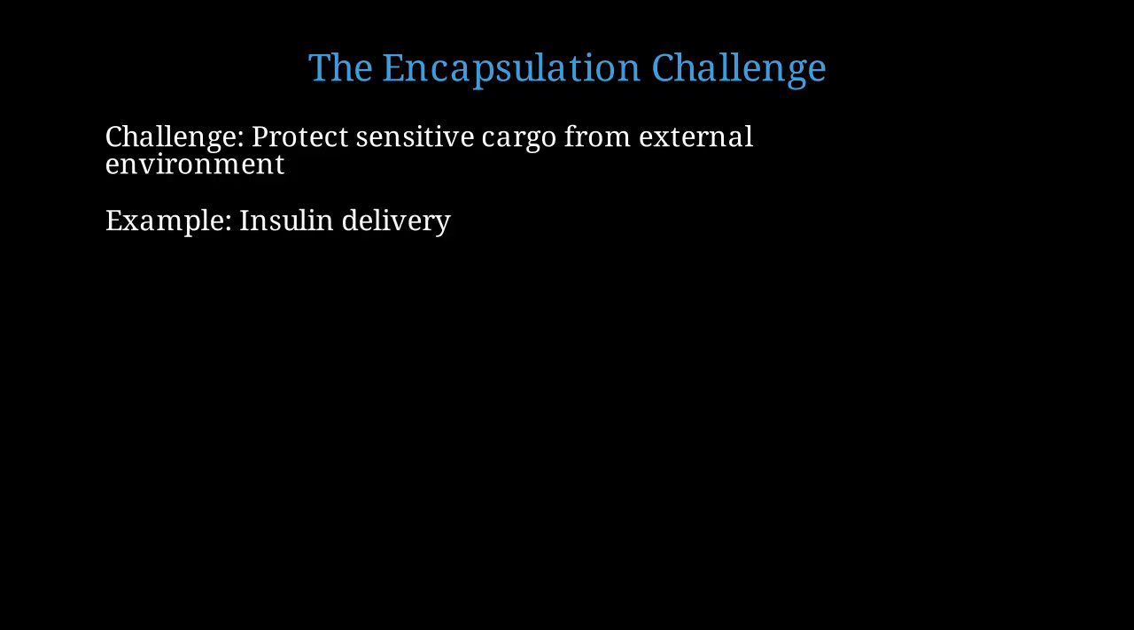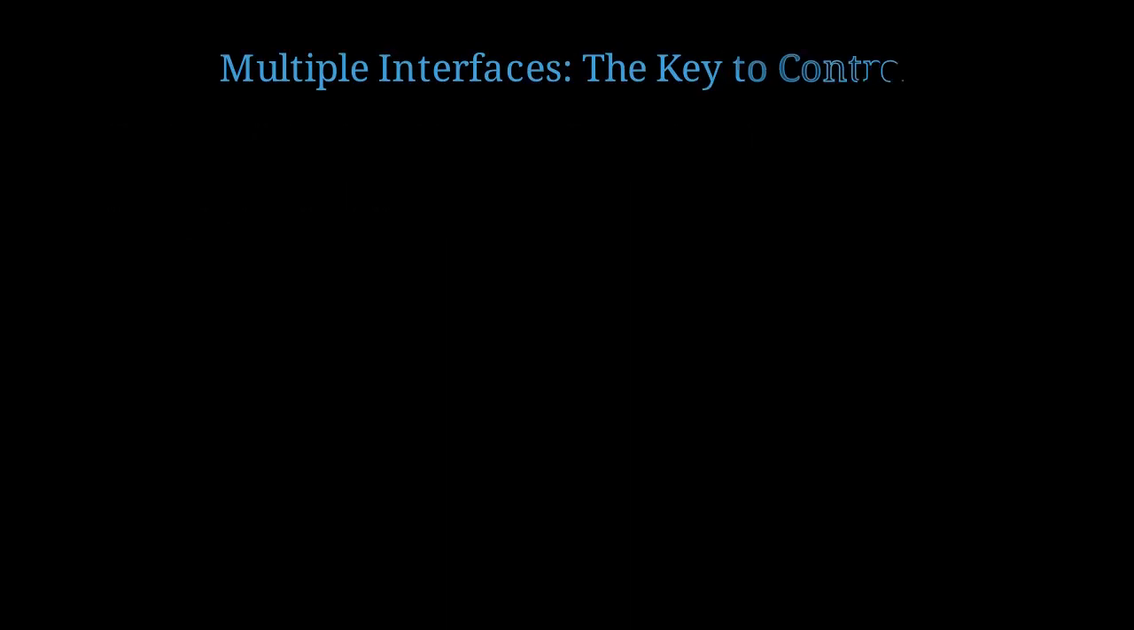Consider insulin delivery. Insulin is a water-soluble protein that degrades in the stomach. We need to encapsulate it in the inner aqueous core, protect it with an oil shell, and release it in the intestine. The real power of double emulsions comes from controlling multiple interfaces.